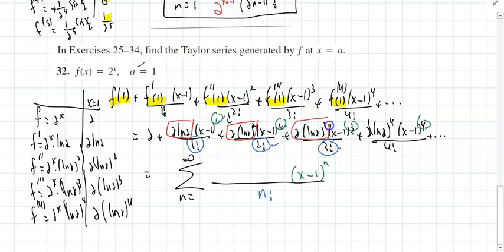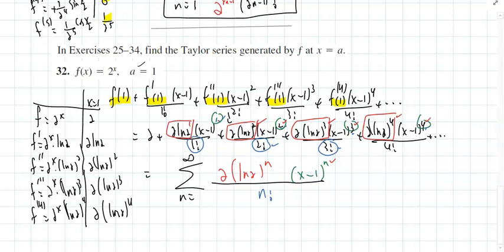2 times natural log of 2 cubed, 2 times natural log. So there's always a 2 natural log of 2 raised. And let's see, 1, 1. When this is 2, this is 2. When this is 3, this is 3. When this is 4, this is 4. When this is n, this is n.